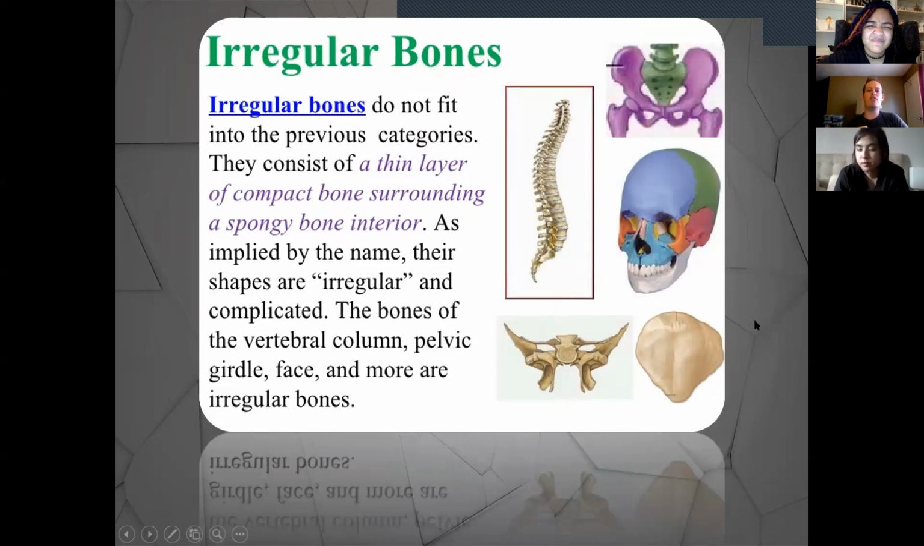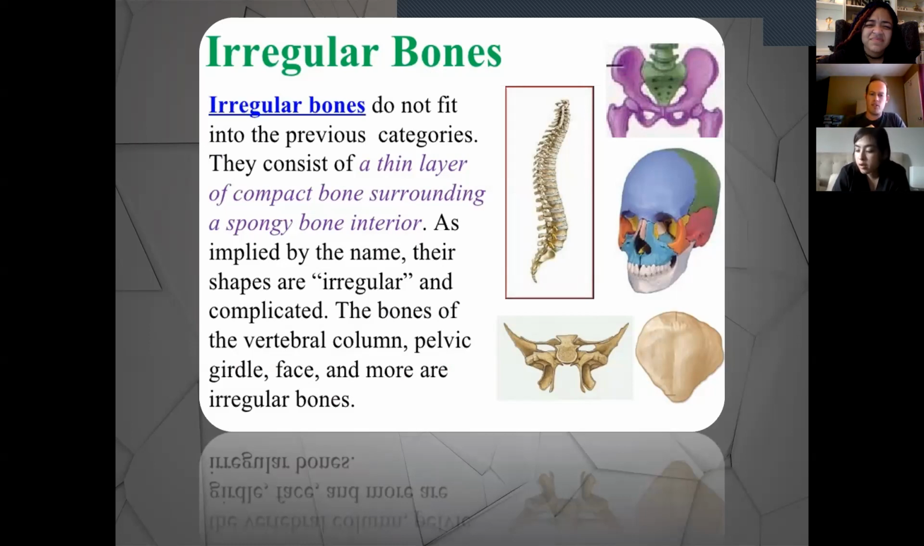The irregular bones do not fit into those previous categories because they are those very peculiar and strange shapes. Now, as far as their composition, they also have that compact bone layer, but whereas the long bones have the spongy bone on the ends, the irregular bone has the spongy bone in the entire interior structure within. So that entire irregular bone is composed of that spongy bone surrounded by that compact bone.